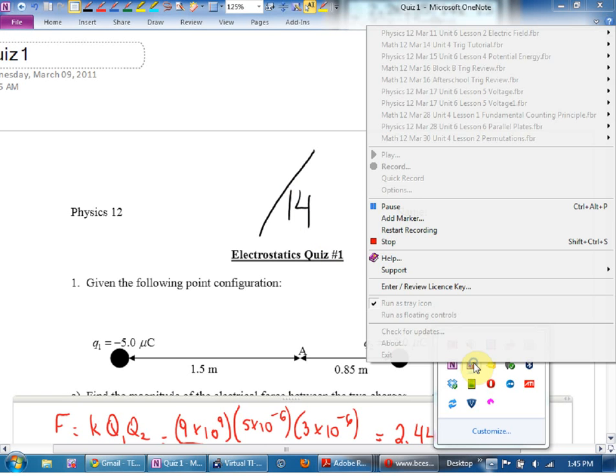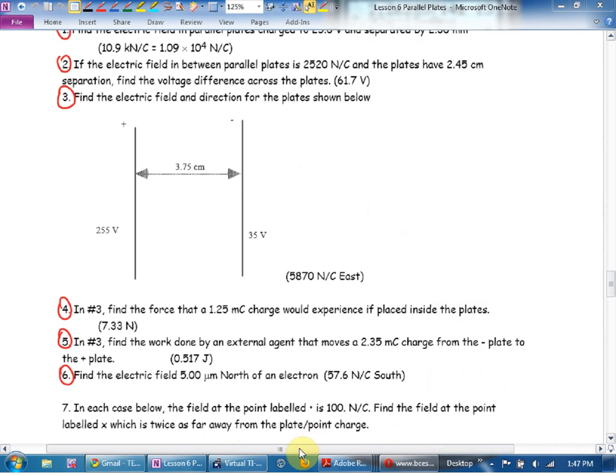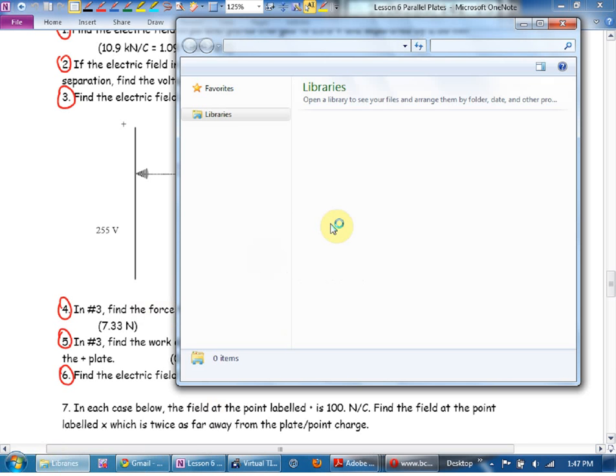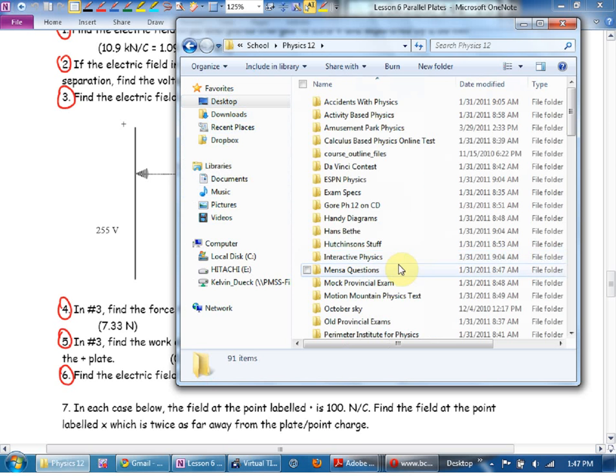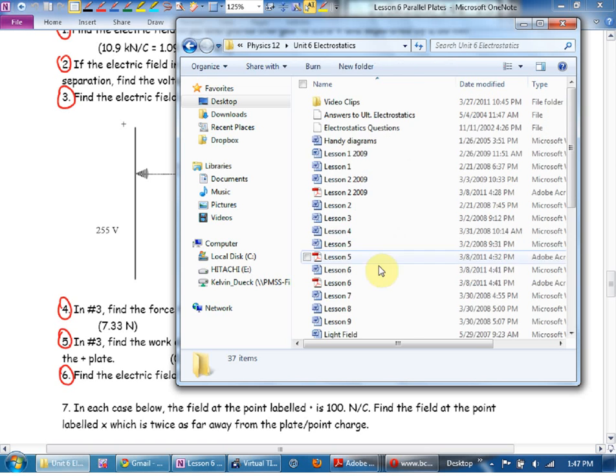Let's look at the homework from lesson 6. The homework was, for those of you who were away, 1, 2, 3, 4, 5, 6. What we said was, we can find the electric field between parallel plates. It was the voltage divided by the distance between the plates. Now, I should let you know, let me see if I can find an example here. Desktop, physics 12, electrostatics, ultimate electrostatics review answers.